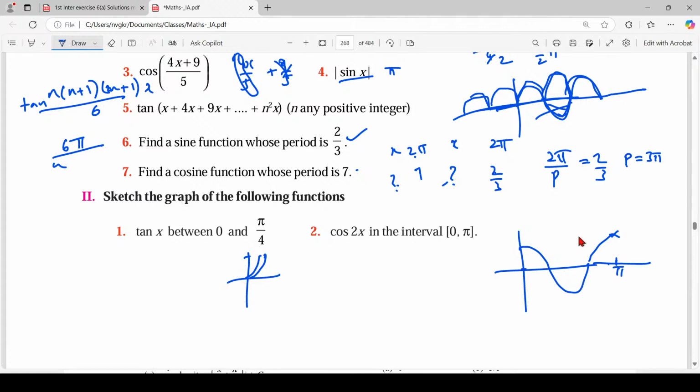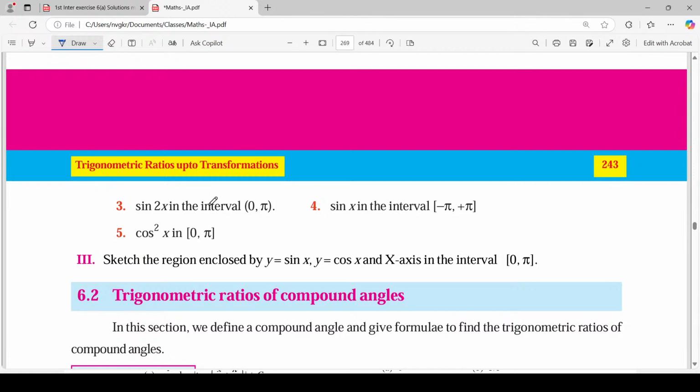So you should know how to draw the graphs of all these trigonometric functions. Sin 2x also you should know. Sin x also you should know. Cos square x. What will happen? This is cos x, right? Cos square x, everywhere you are multiplying with the same thing.